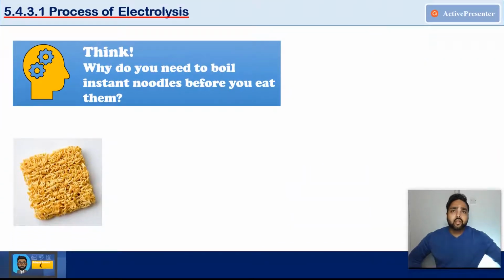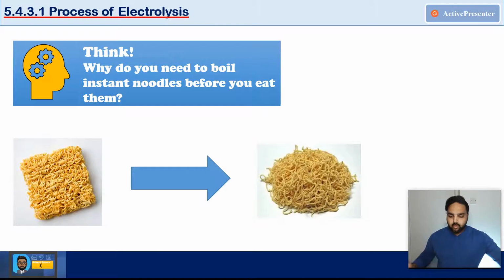So the question I posed at the beginning of the video was, why do we need to boil instant noodles? Now, when we've got instant noodles, they're very hard. You can't really move them around. However, when you boil them, they're a lot easier to work with. You can put your masala in, you can put your spices in, whatever it is that you want to, and then move them around. And I want you to keep that idea in your head while we talk about the next bit.